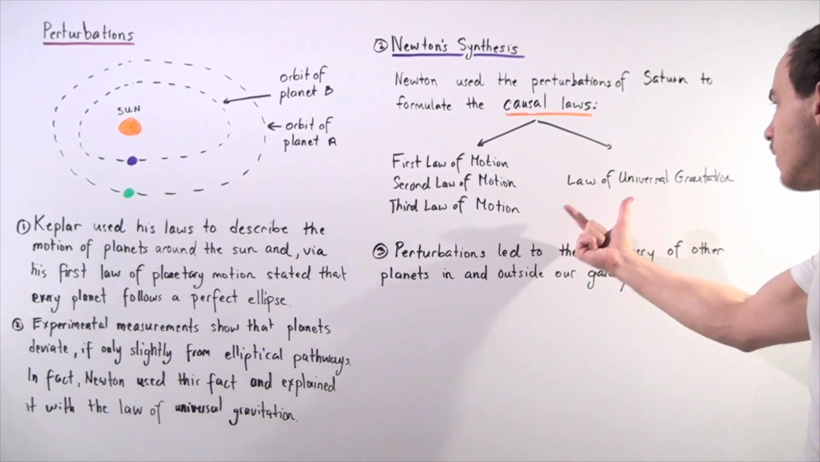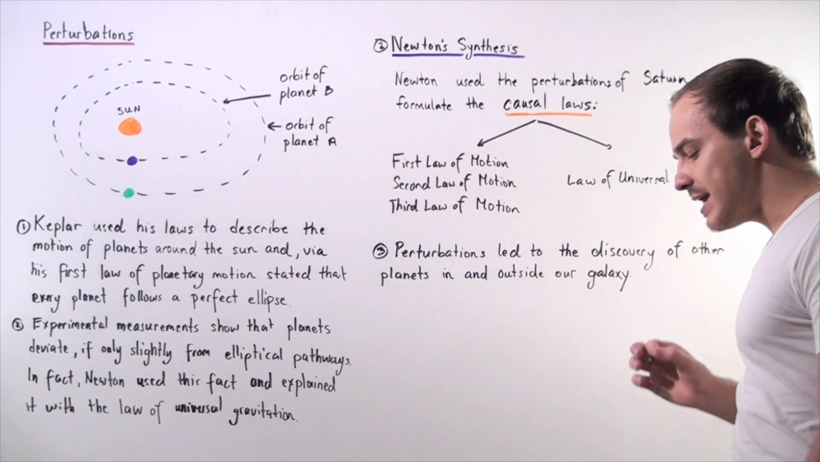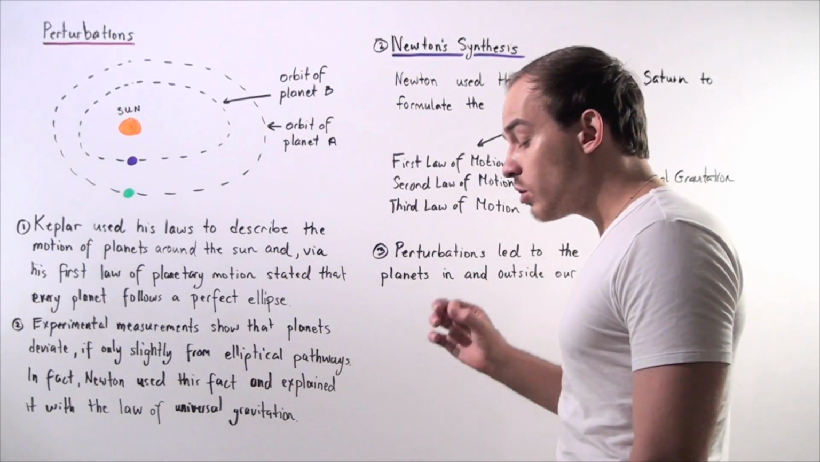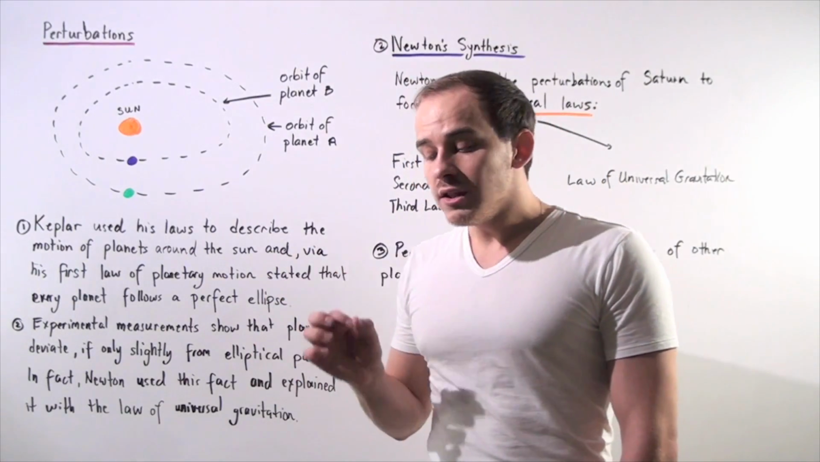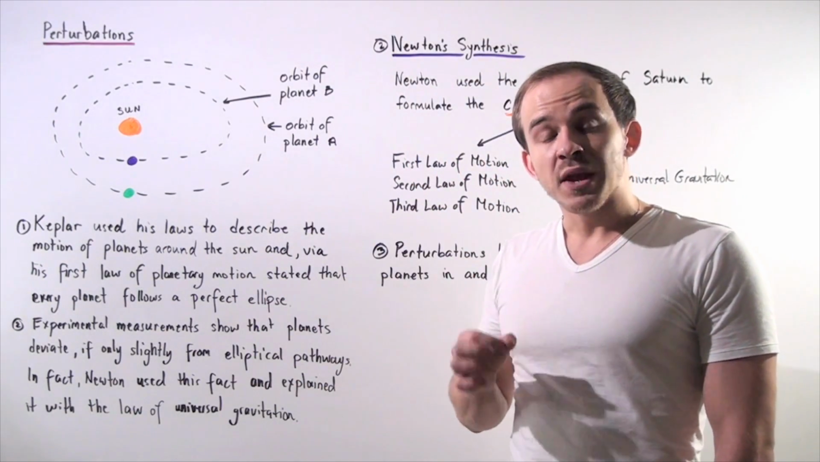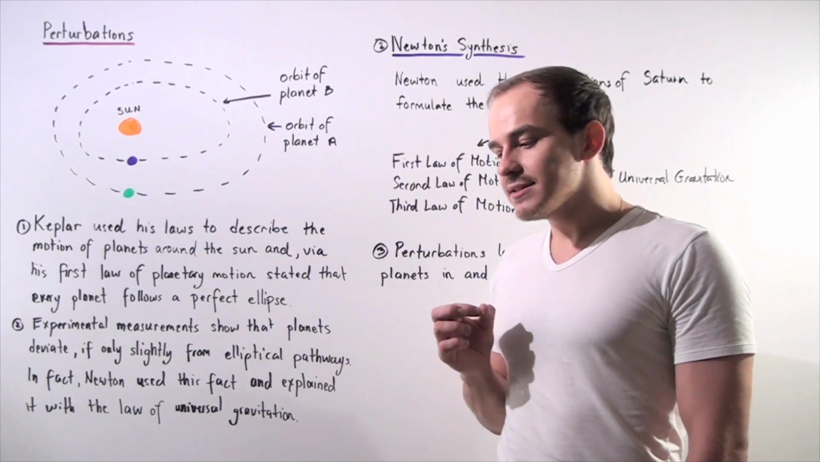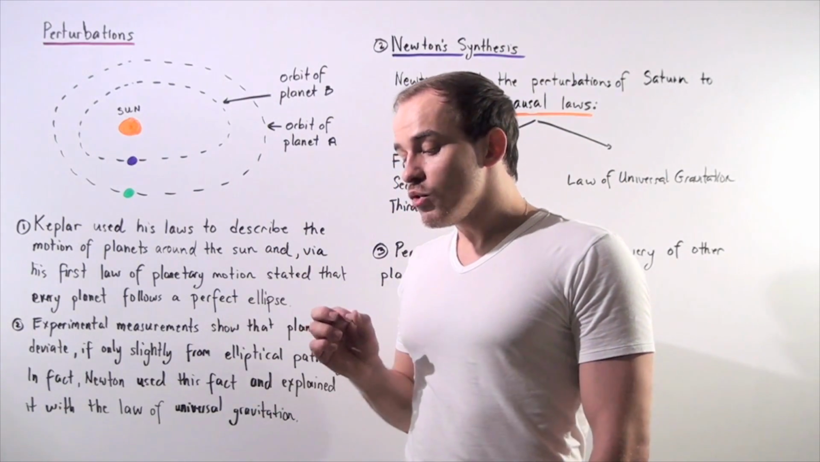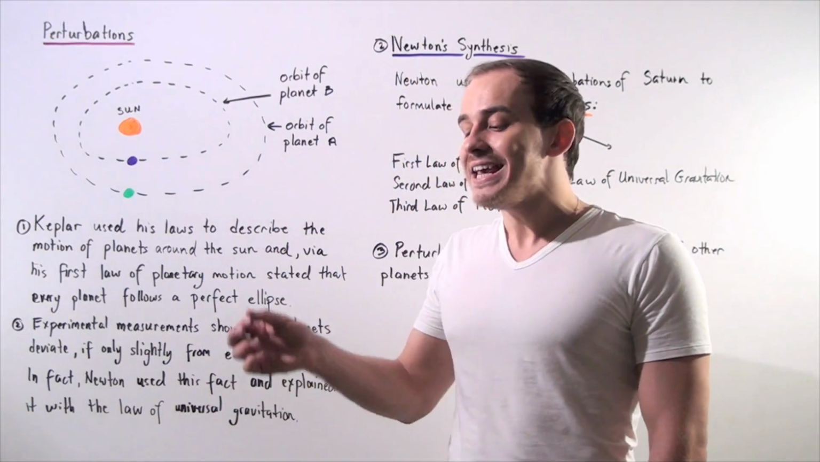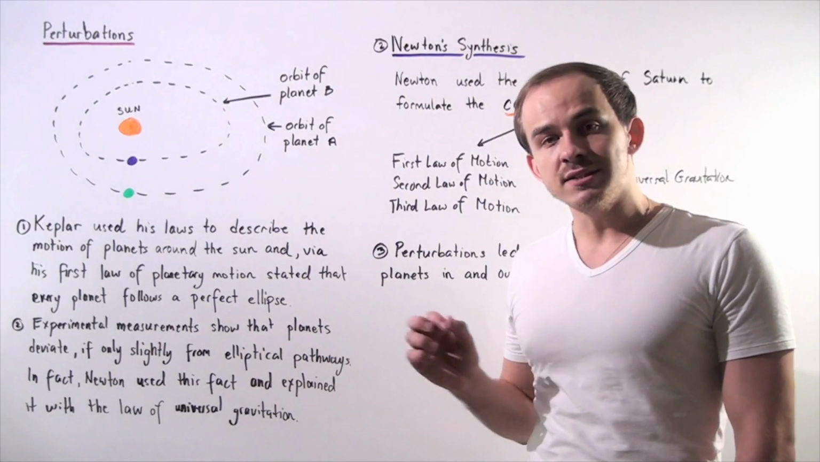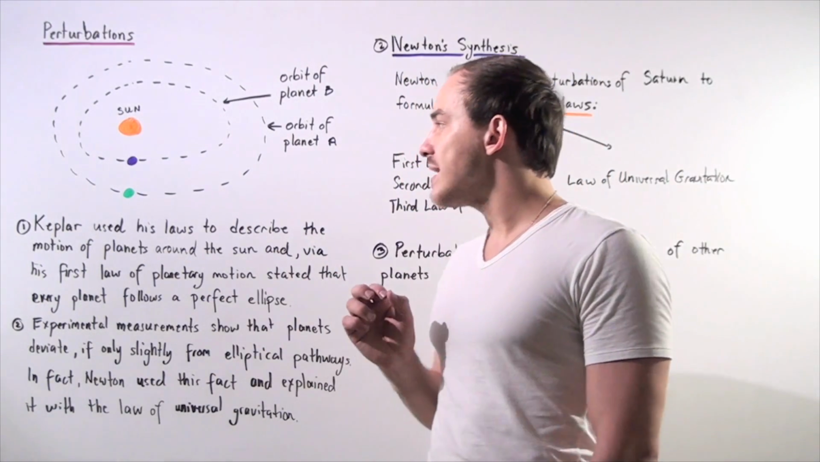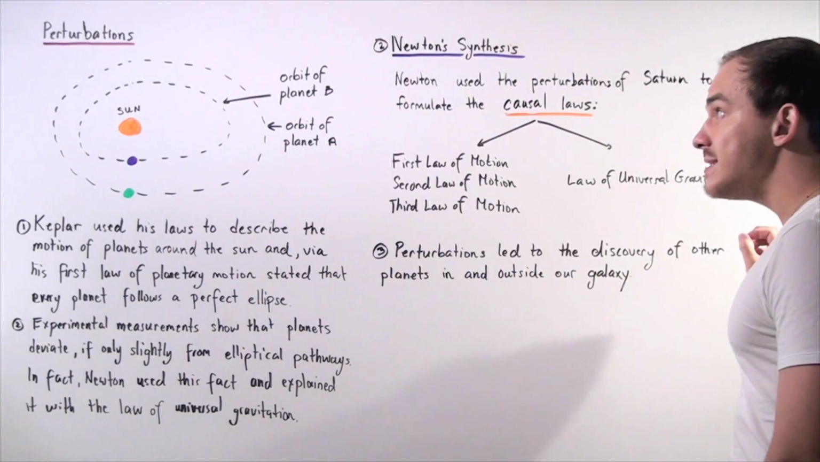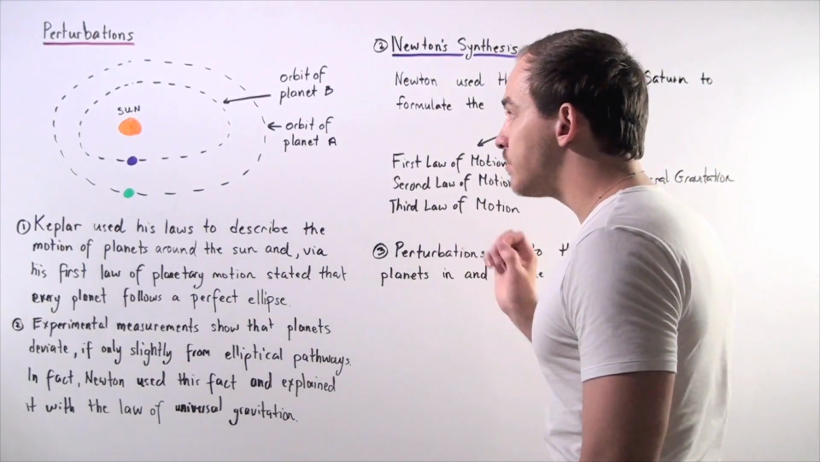So the law of universal gravitation basically states that every single particle or object with a mass will exert a force on one another, an attractive force that is directly proportional to the masses of the objects and inversely proportional to the square of the distance between the centers of mass. So this explains why perturbations take place.